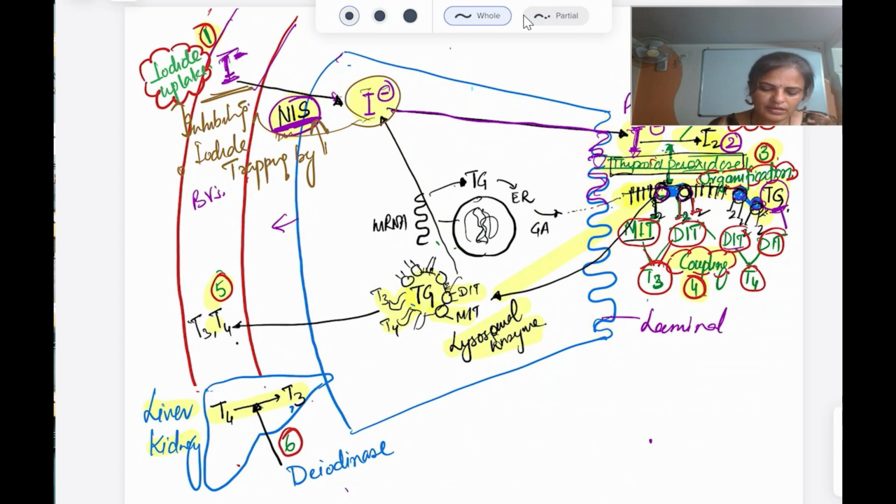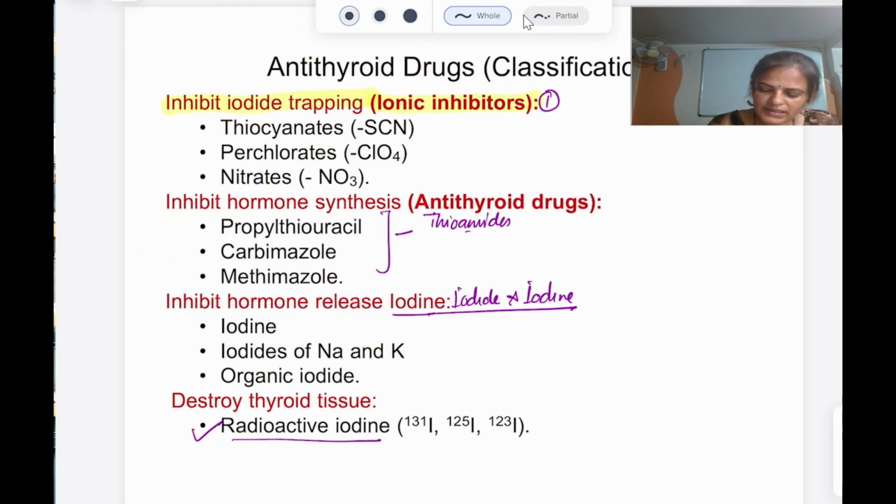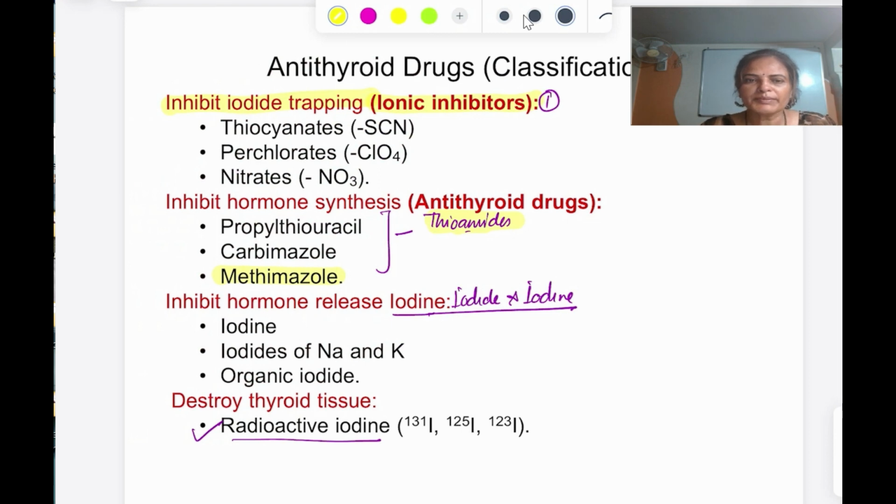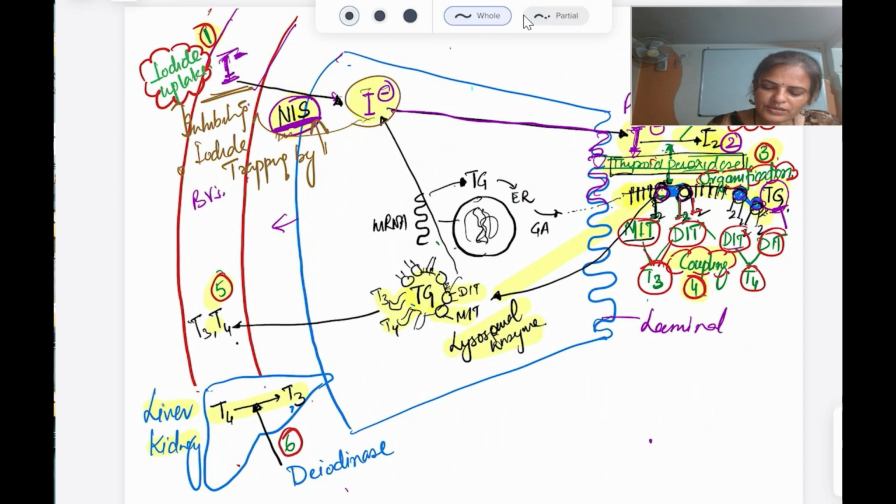Now the second group of drugs is thioamides. This includes propylthiouracil, carbimazole and methimazole. Methimazole is the active form of carbimazole. Carbimazole is a prodrug; once you give carbimazole, it gets converted into methimazole. Now how is this group of drugs going to act? They inhibit hormone synthesis. How are they going to inhibit the hormone synthesis? They are going to act on 3 further steps. Now what are those 3 steps where this group of drugs acts?